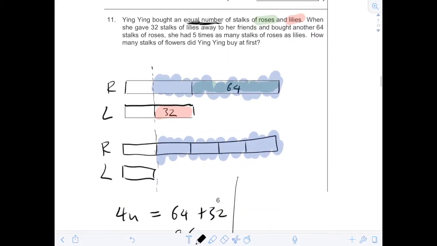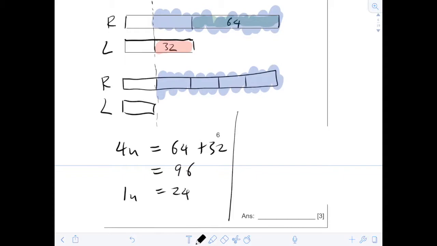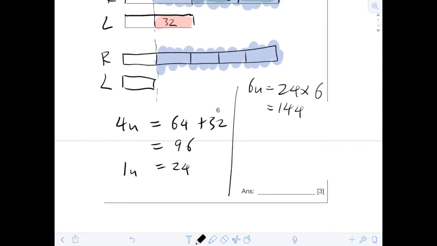How many stalks of flowers did Ying buy at first? So now we just got to find everything, which is 1, 2, 3, 4, 5, 6. Now take note these 6 units is what she has at the end after minusing, after plusing those flowers that she bought. So 1, 2, 3, 4, 5, 6. This would be 1, 4, 4. So this is the total number of flowers she had at the end.